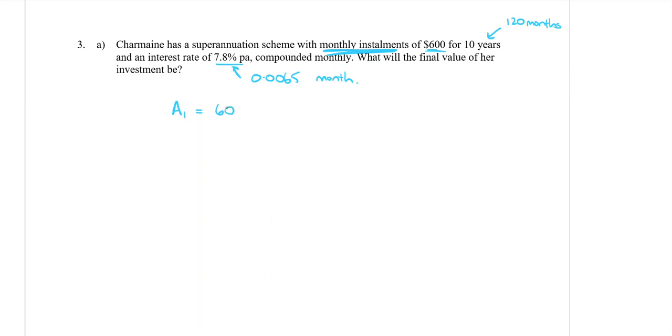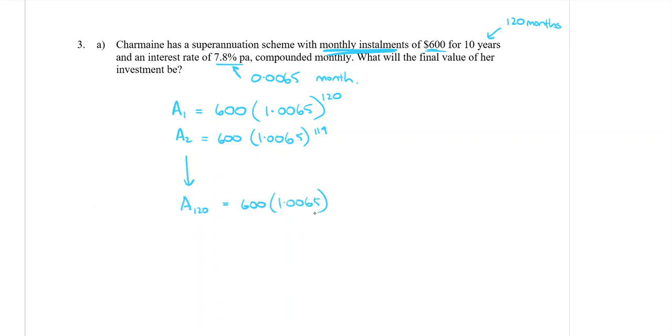Okay, so starting with our first instalment. It was $600. My interest is 1.0065, adding the 1 onto the interest rate, to the power of 120, because it was 120 months. Our second one, we're just going to reduce that power down by 1. And that pattern would continue down to the 120th month. We would have $600 times 1.0065 to the power of 1.